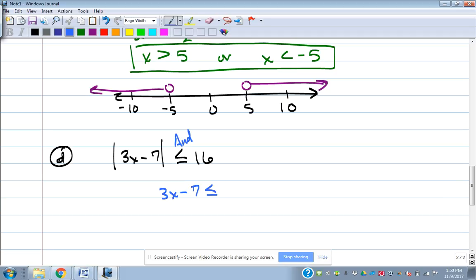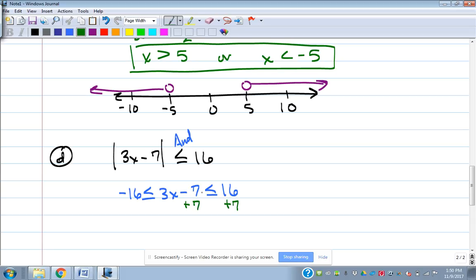It's less than 16. What's the other part? We don't set up a second one. We fix this one. It's an AND problem. Remember, AND problems are written all together in one inequality. So you put another less than or equal to, and then put a -16 down here. AND problems should always be set up this way, as one big inequality. And then solve it for x.